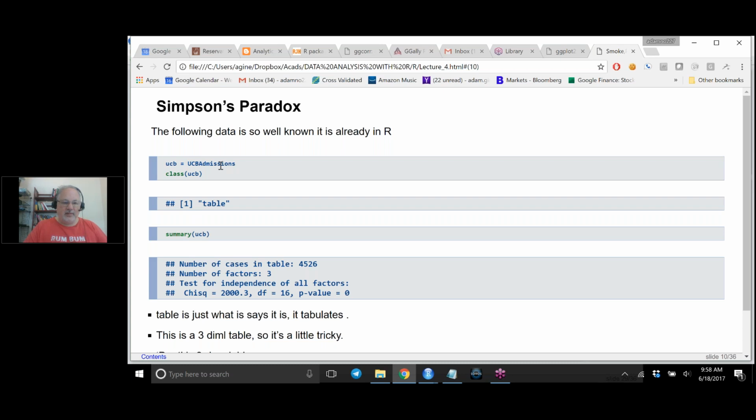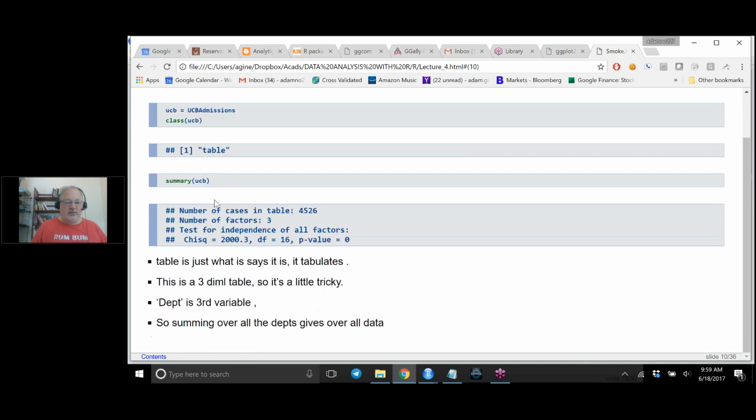what things mean. And this frequently goes under the name of Simpson's Paradox, and it's so famous that the data set of Simpson's Paradox is already in base R. It's called UCBAdmissions, and I'm just going to change it to being called UCB because UCB is easier to type than UCBAdmissions. And so I create this object UCB. In R, pretty much everything's an object, and I say, what is it? It's a table. So a table is just what you think it is.